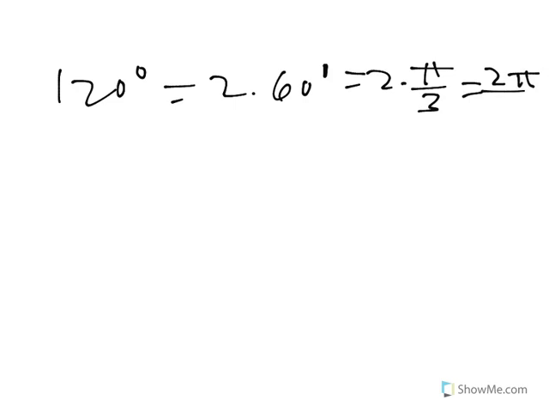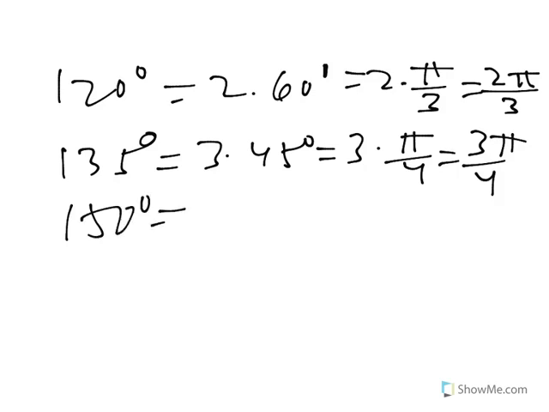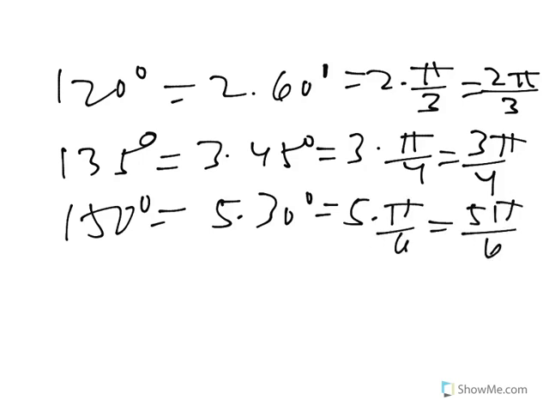If I see something like this, it's 2 times 60 degrees, so it's 2 times pi over 3 radians, which is 2 pi over 3. Or something like 135, if you notice, it's 3 times 45, so it's 3 times pi over 4, which is 3 pi over 4. Or 150, it's not a multiple of 60, but it's a multiple of 30. It's 5 times 30, which is 5 times pi over 6, which is 5 pi over 6.